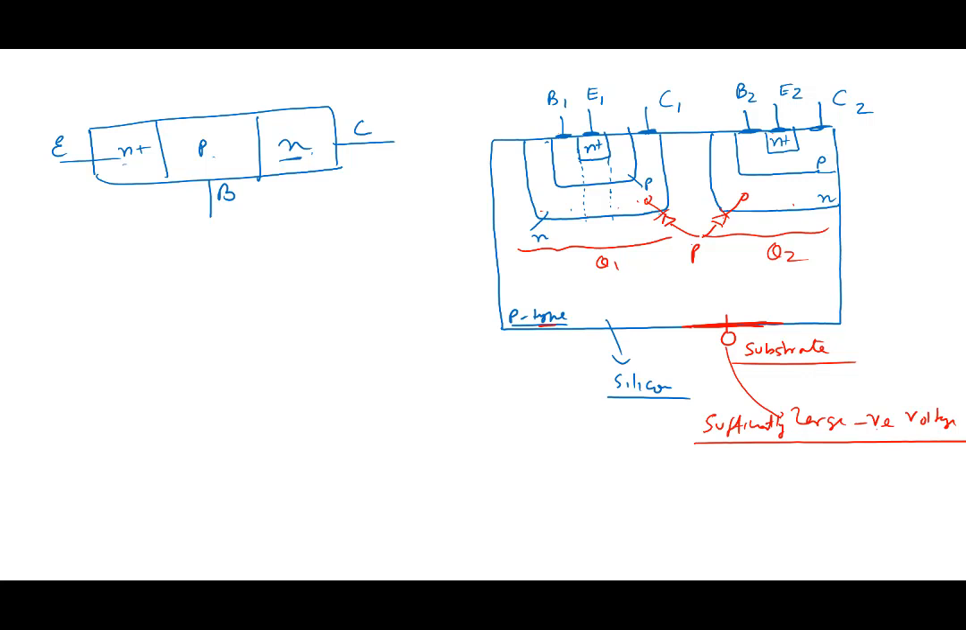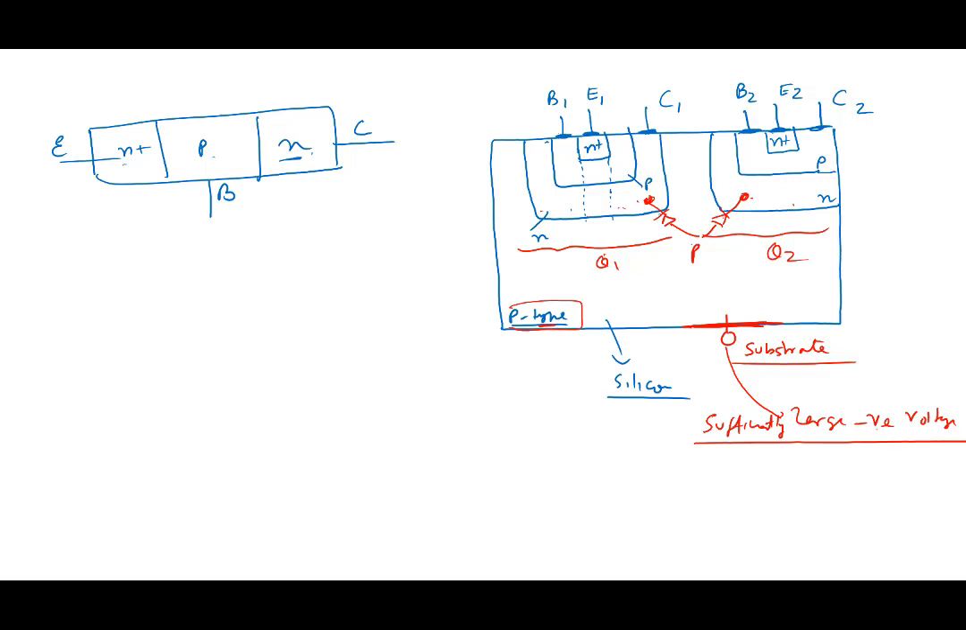So this N region and this N region are connected by what? This N region and this N region are connected by two reverse bias diodes. And two reverse bias diodes are like an open circuit. So the two transistors Q1 and Q2 are isolated. That's why this P region is there, to isolate these two regions. All right, so that's one thing.